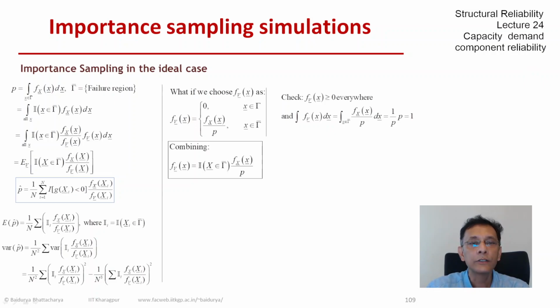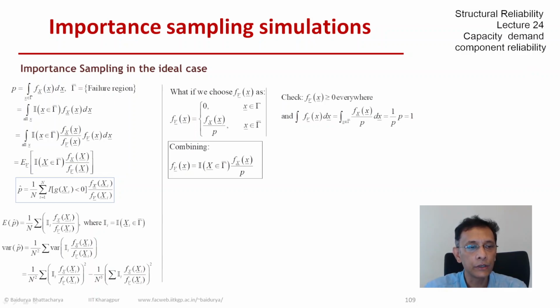We also need to, let's combine the two conditions, that x belongs to gamma, the safe set, and x belongs to gamma bar, the failed set, and we can write the FV, the sampling density, combined as the original density function times the indicator function, that x is in the unsafe set, divided by p. So that is one combined expression.